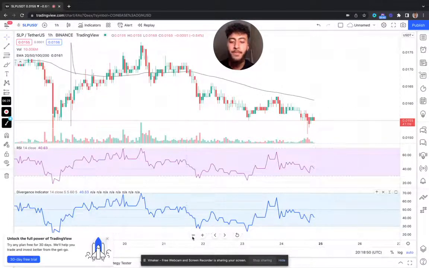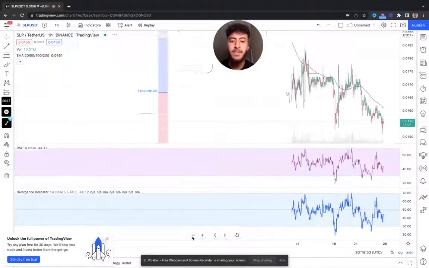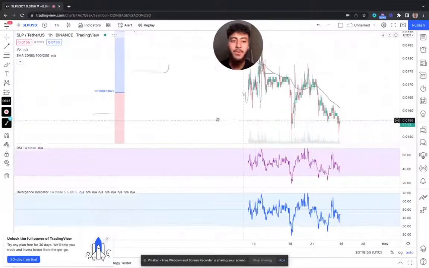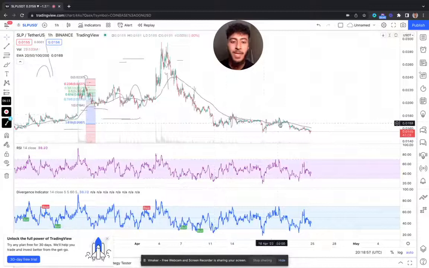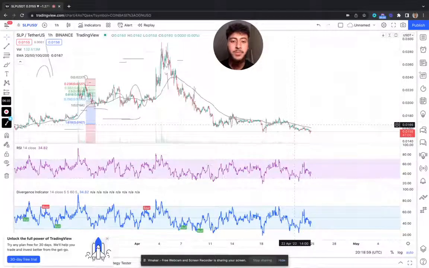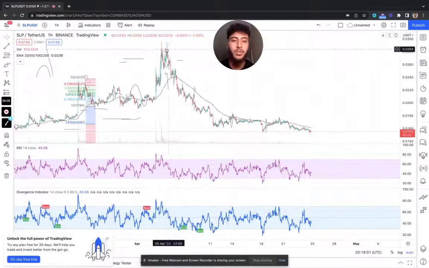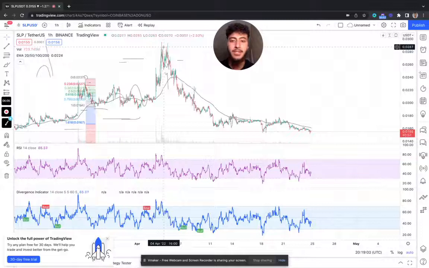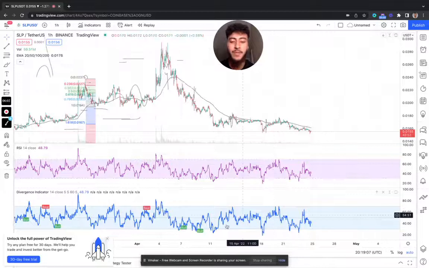If we zoom out, we can see that SLP has been in a downtrend for quite some time now. We have been respecting these levels of downtrend, as you can see, reacting off the 50 MA, and also we had a big double top here at these levels of 0.0289 before seeing a downtrend happen right away.